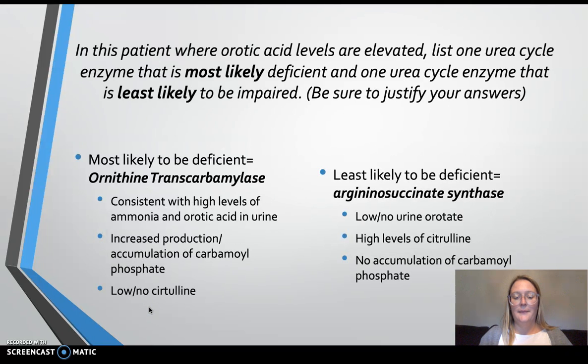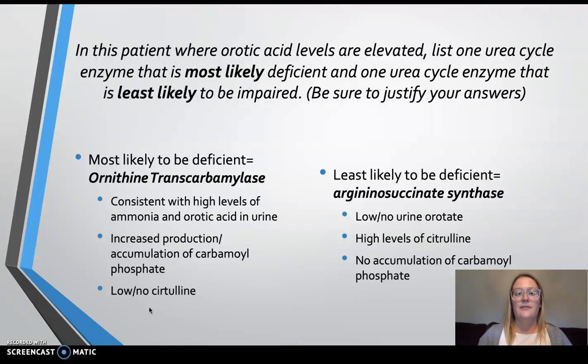And so in this patient where the orotic acid levels are elevated, list one urea cycle enzyme that is most likely deficient and one that is least likely to be impaired. So what I came up with was that when orotic acid levels are elevated, a urea cycle enzyme that's most likely to be deficient is ornithine transcarbamylase. And this type of deficiency is consistent with high levels of ammonia and orotic acid in the urine.